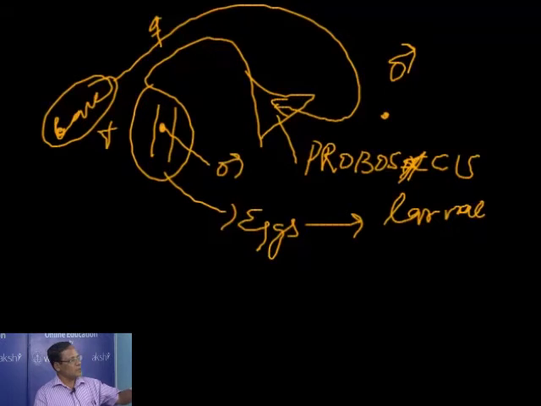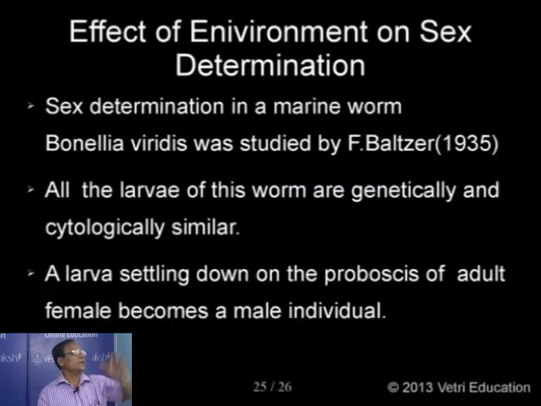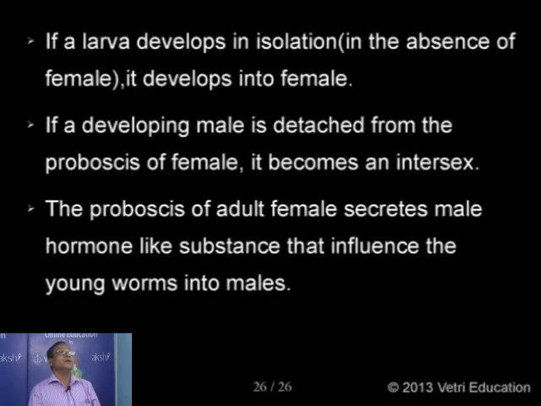In the third case, it is allowed to grow for some time, and by that time the hormone stimulates the development of masculine characters. Once that larva is detached, after the development of some male characters, when kept in isolation, the marine water environment allows the individual to develop female characters, so it becomes intersex. So both male and female characters are induced either by the proboscis of the female or by the marine water environment. This is happening in the case of Bonellia viridis, studied by F. Gauss. It is a peculiar mechanism seen only in this organism.